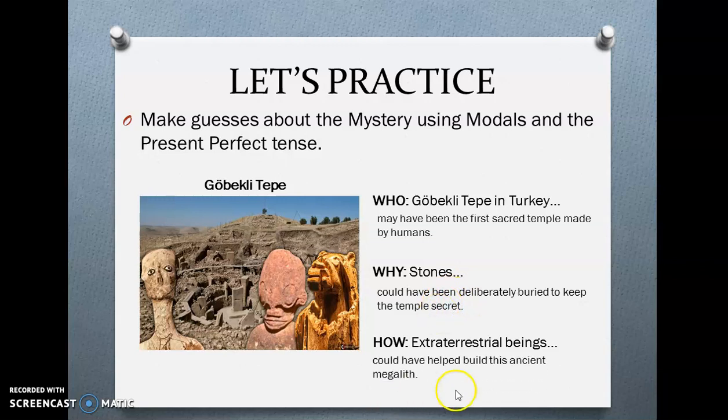Finally, how? So, we start with extraterrestrial beings could have helped build this engine. So we are not sure about that. That's why we are using could. So the idea is that we don't know, and maybe these aliens or extraterrestrials could have helped people to construct this ancient megalith.